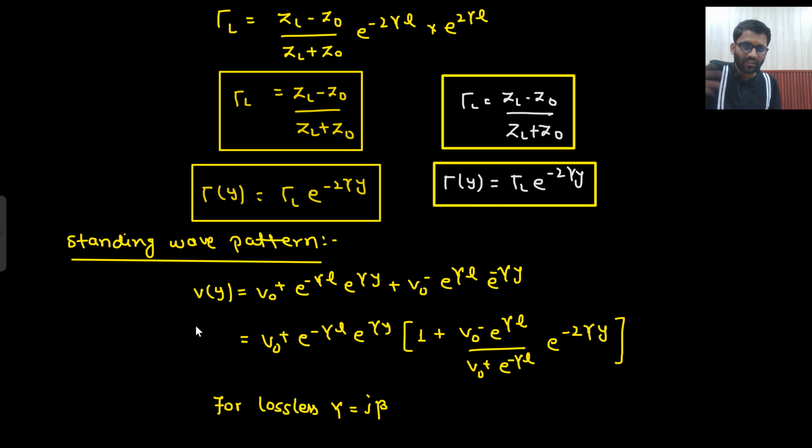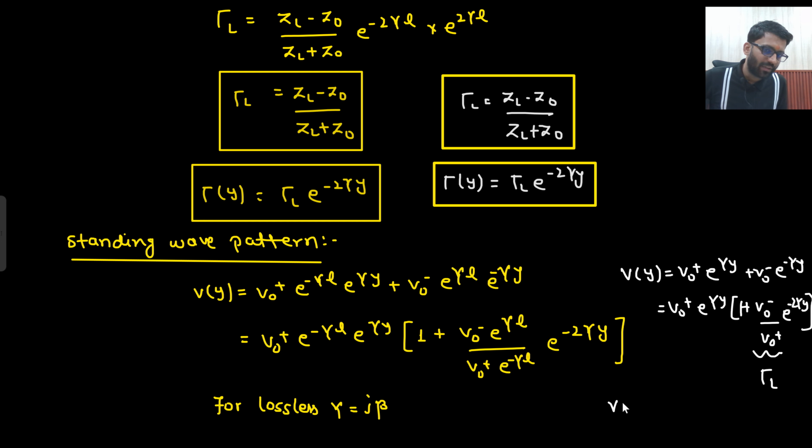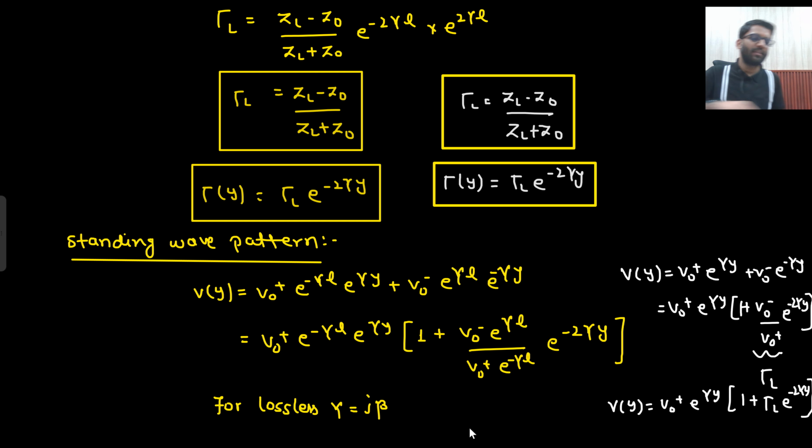So in the standing wave pattern, using this equation, this is what I would have written, and using our equation, what I was writing: V0 plus e to the power gamma y plus V0 minus e to the power minus gamma y. Then I was taking V0 plus e to the power gamma y common, giving 1 plus V0 minus divided by V0 plus, then e to the power minus 2 gamma y. Now V0 minus divided by V0 plus was gamma L only. So our Vy was becoming V0 plus e to the power gamma y into 1 plus gamma L e to the power minus 2 gamma y. This is what we were getting, right?